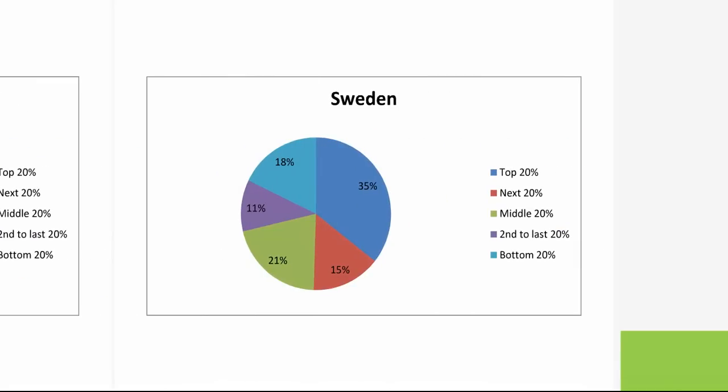Sweden has much more equality here. The top 20% owns 35% as opposed to 85%, and the other quintiles actually own a big chunk of the wealth in the state.